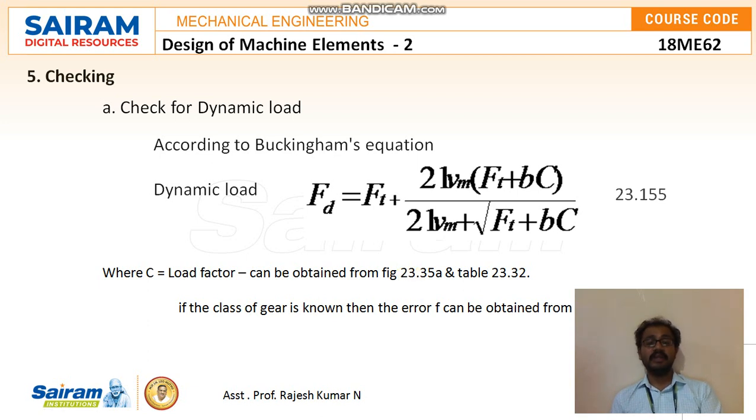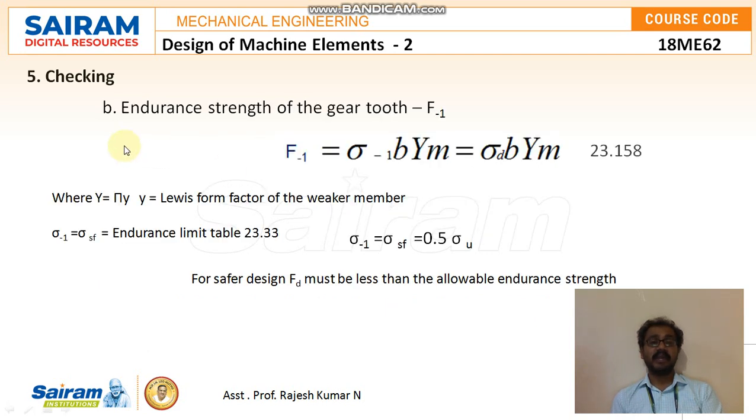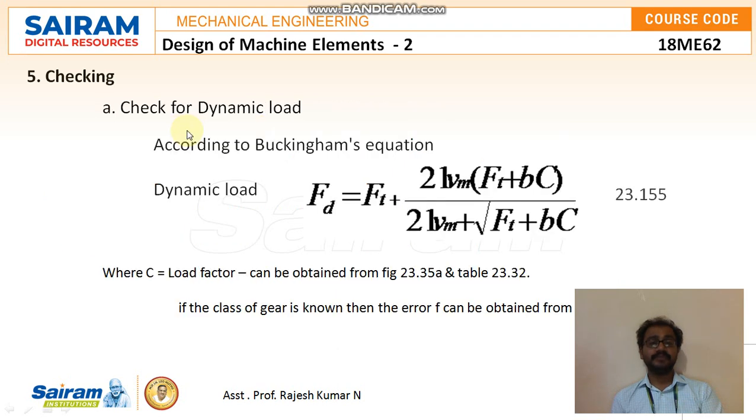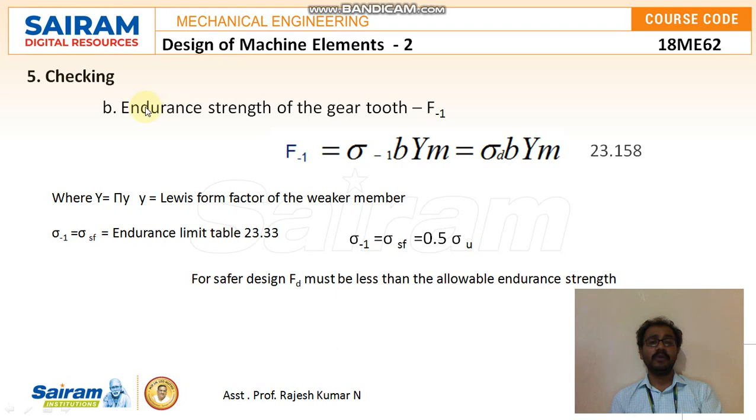If the class of the gear is known, then the error can be obtained from figure 23.34a. And in the same checking step, along with the dynamic load from the Buckingham equation, we will be checking the endurance strength of the gear tooth. Endurance strength is denoted as F suffix minus 1, and the formula is sigma suffix minus 1 B Y M, equation 23.158, where Y is the Lewis form factor, that is pi into Y. The endurance limit we can take from table 23.33, and the endurance stress is 0.5 times the ultimate stress value. For a safer design, Fd must be less than the allowable endurance strength.